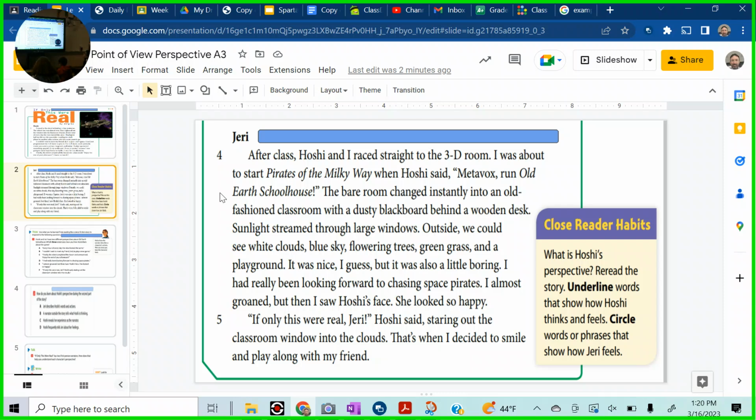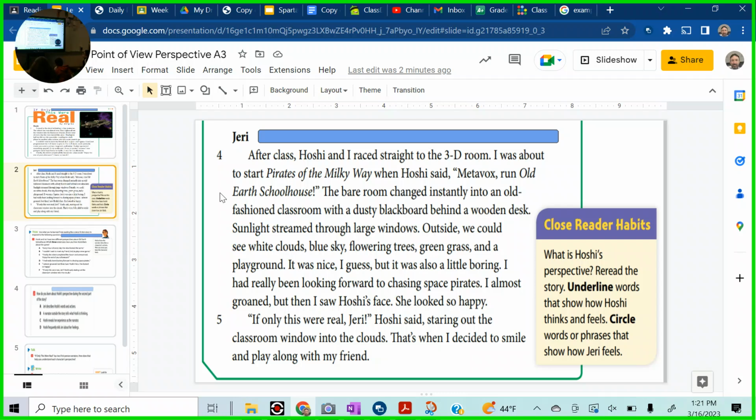So after class, Hashi and I raced straight to the 3D room. I was about to start Pirates of the Milky Way when Hashi said, "Medivox, run the old Earth schoolhouse." The bare room changed instantly into an old-fashioned classroom with a dusty blackboard behind a wooden desk. Sunlight streamed through the large windows. Outside, we could see white clouds, blue sky, flowering trees, green grass, and a playground. It was nice, I guess, but it was also a little boring. I had really been looking forward to chasing space pirates. I almost groaned, but then I saw Hashi's face. She looked so happy. "If only this were real, Jerry," Hashi said, staring out of the classroom window into the clouds. That's when I decided to smile and play along with my friend.